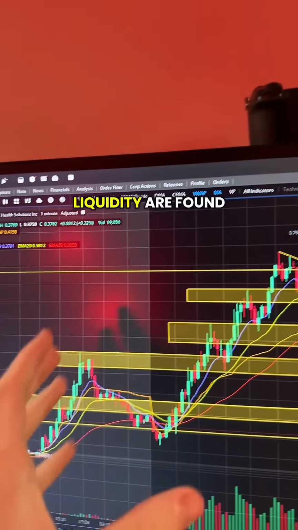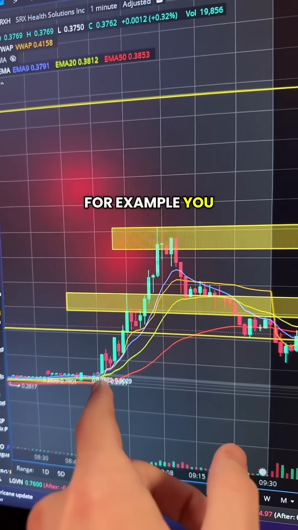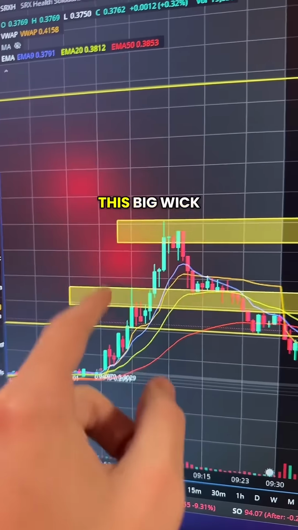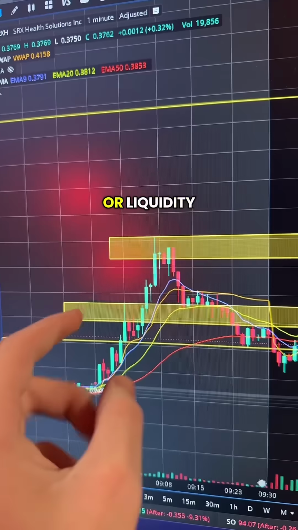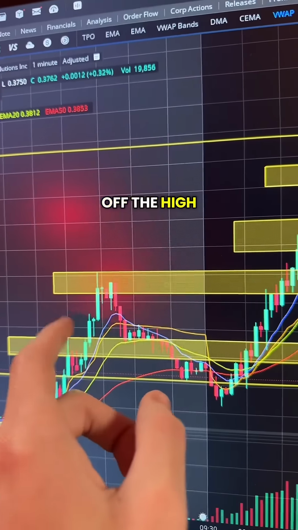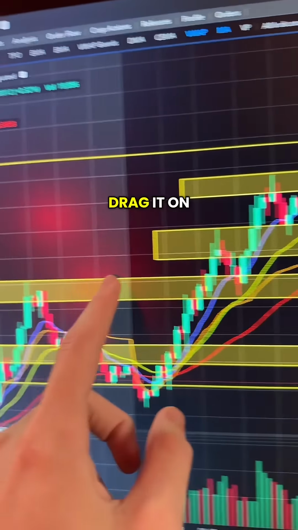Now, areas of liquidity are found on the chart by looking for impulsive moves in one or two directions. For example, you have this massive rally to the high where price then rejects. You have this big wick form off the high. This big wick then forms an area of interest or liquidity, which we then drag on across the chart here. Same story off the high. We see this big nasty rejection off the high, big wick off the high here. Again, area of liquidity, drag it on over.